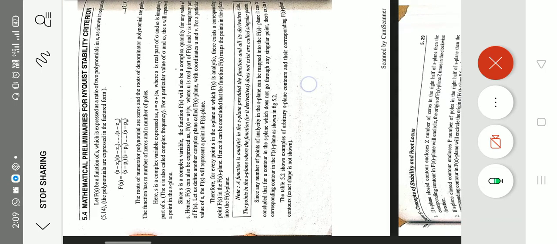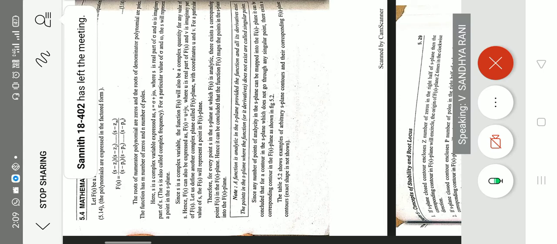First of all, in this Nyquist plot, F of s is equal to (s minus z1) by (s minus z2) and so on, (s minus zm) by (s minus p1) into (s minus p2) and so on, (s minus pn). Here z1, z2, zm are the zeros of the system, in the numerator part. Here p1, p2, pn are the poles of the system. Okay.